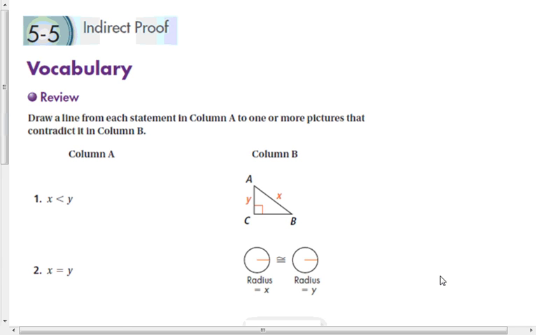Hey students, this is lesson 5.5. In this lesson, we're going to learn how to use indirect reasoning to write proofs. Go ahead and do the review and I'll check back with you.